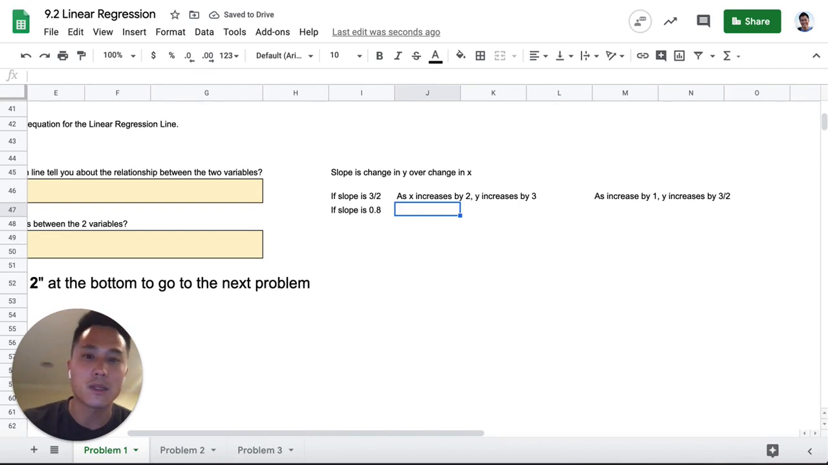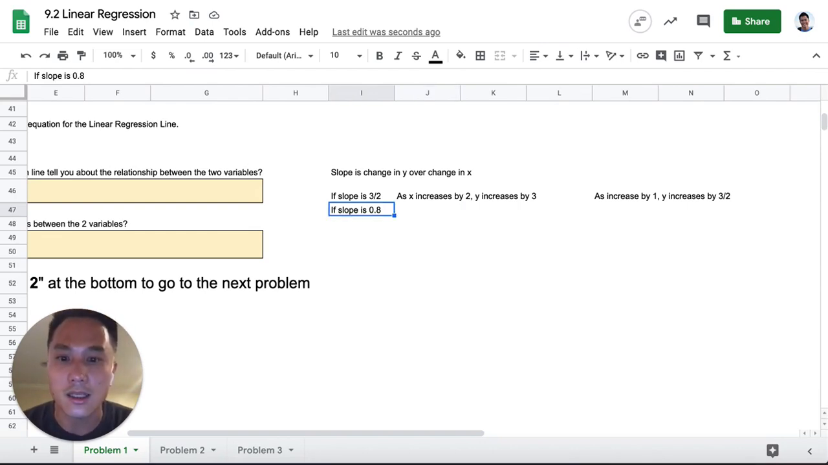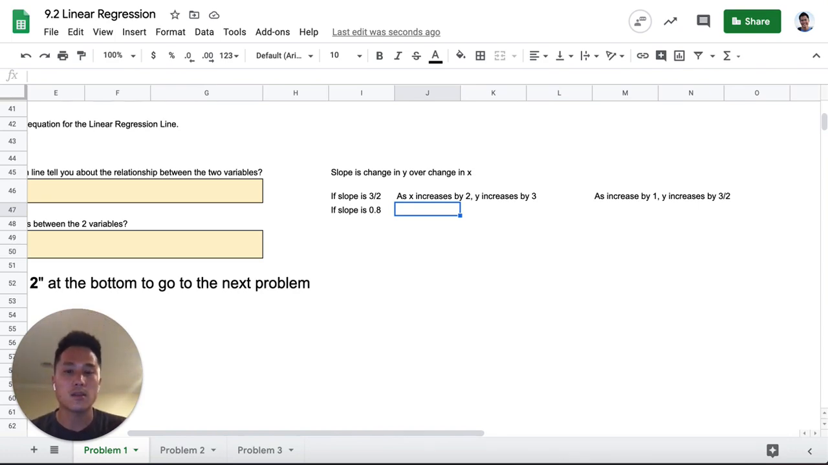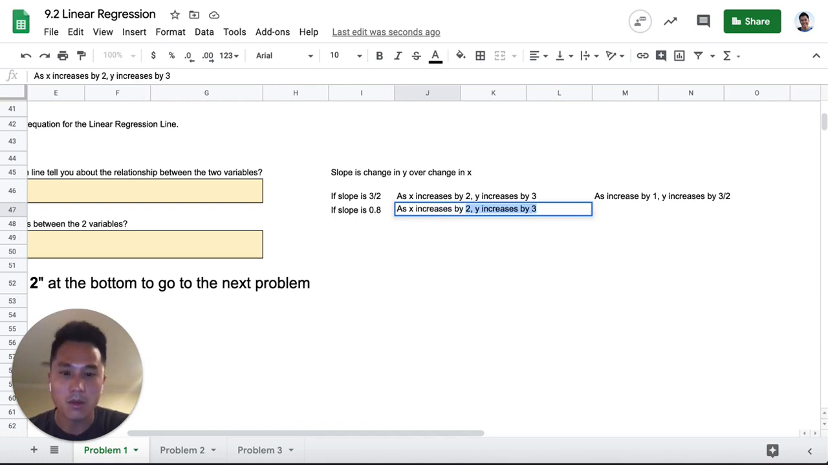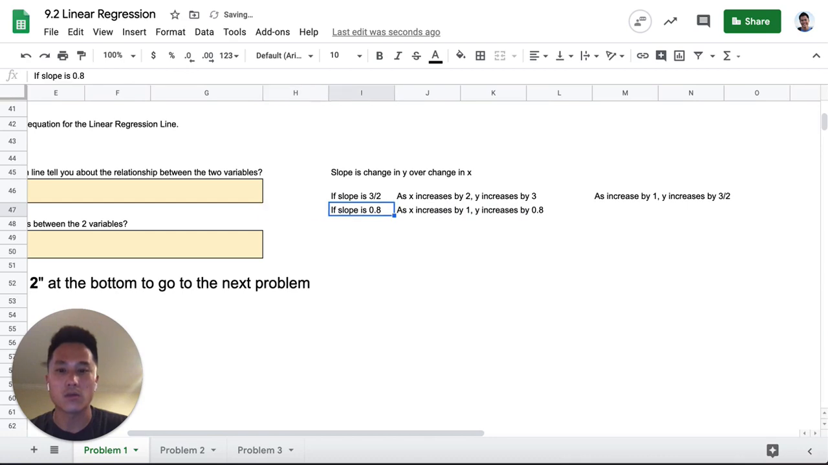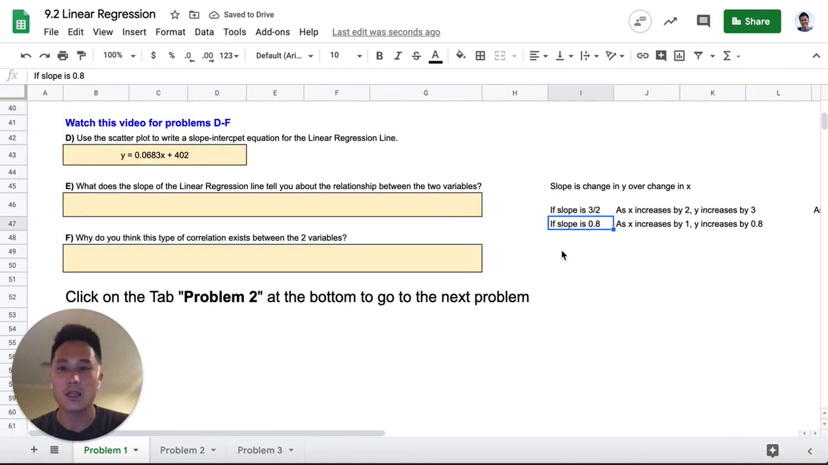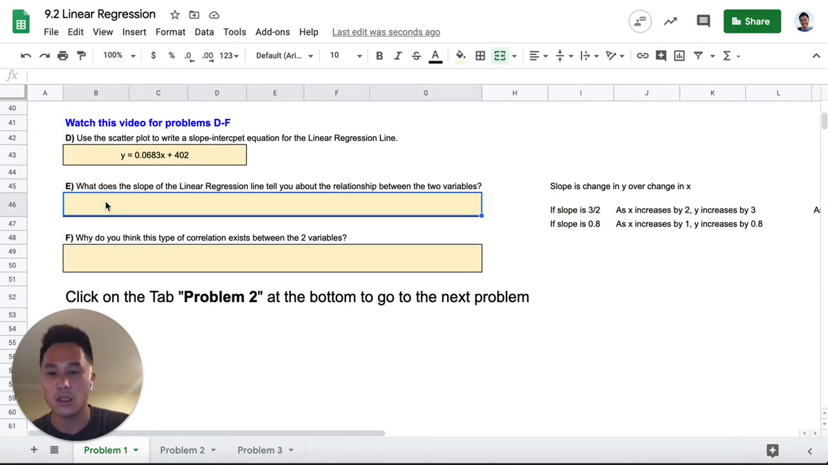We can also determine that same thing from the slope. Now let's look at this example. If the slope of something is 0.8, well, that means the change in y is 0.8 and the change in x is 1. So I can say as x increases by 1, y is increasing by 0.8. That's what I can tell just from this slope here.